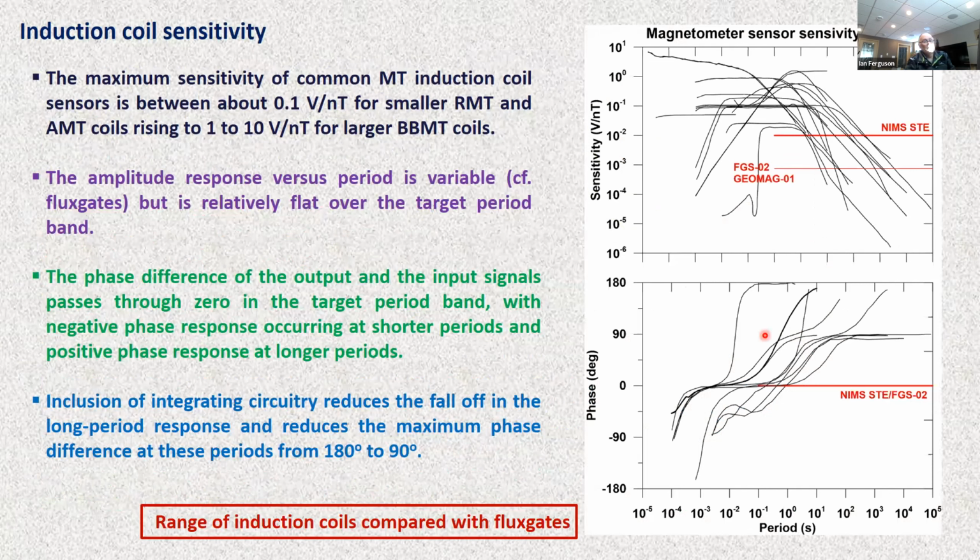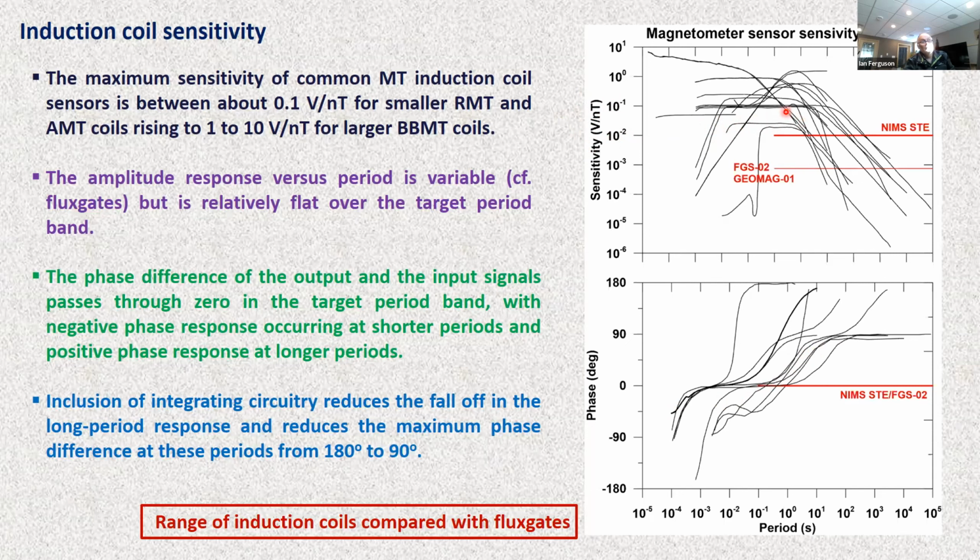So this very busy slide shows a synthesis of responses from many coils, most of which are used in MT surveys. And we're going to look at some of these individually in the next few slides. For comparison, the black lines show induction coil responses, and the red lines show flux gate responses that are flat with zero phase, as long as we're above the period range of the measurement cycle. So we see that there is some variation in the sensitivity, the number of volts we generate for a nanotesla signal, and also in the phase response.